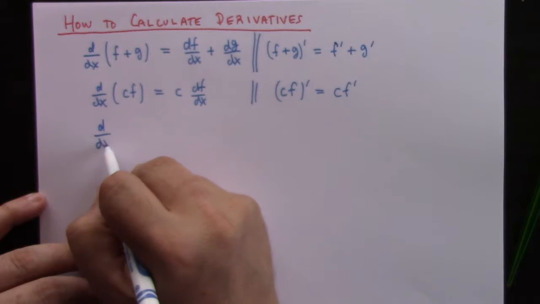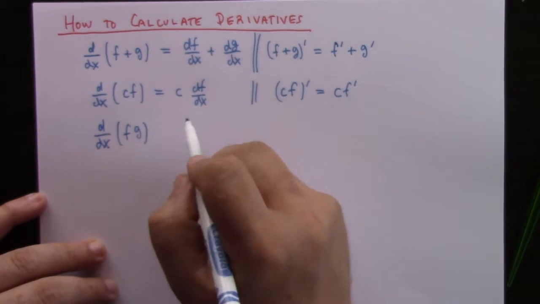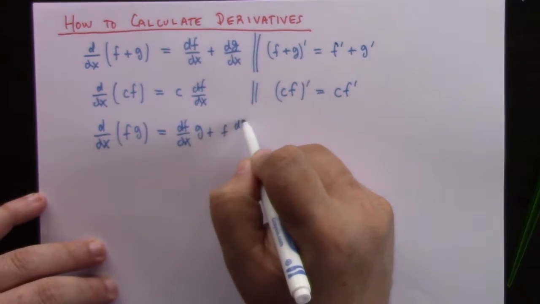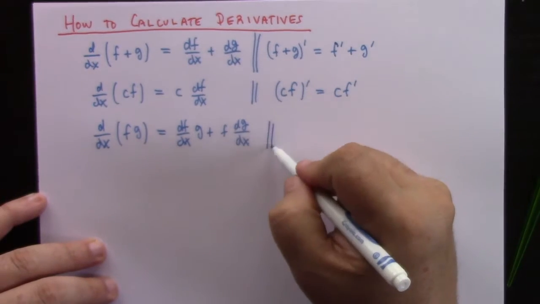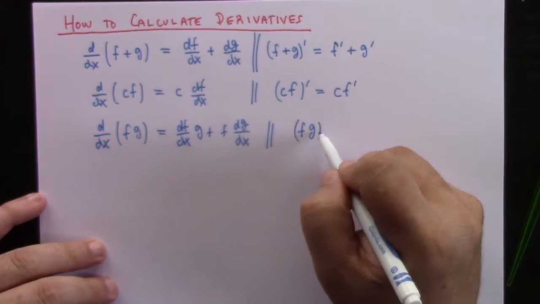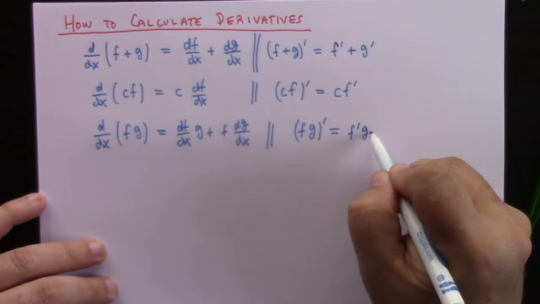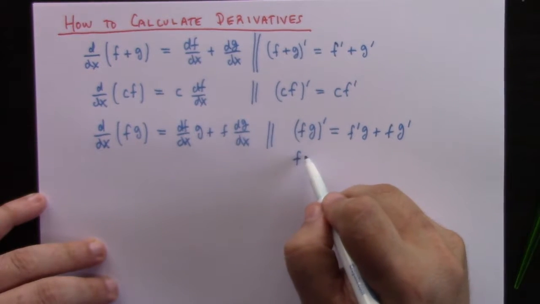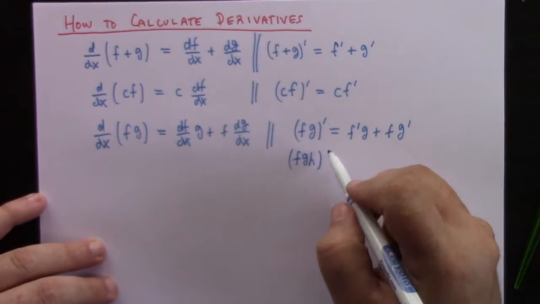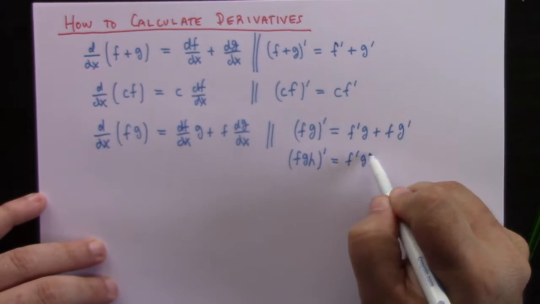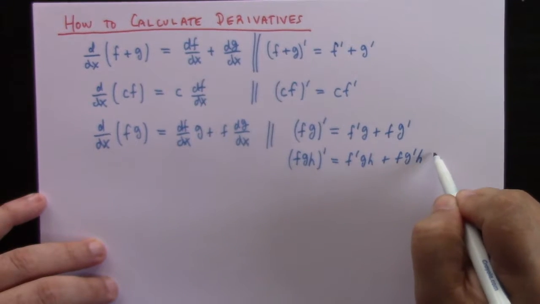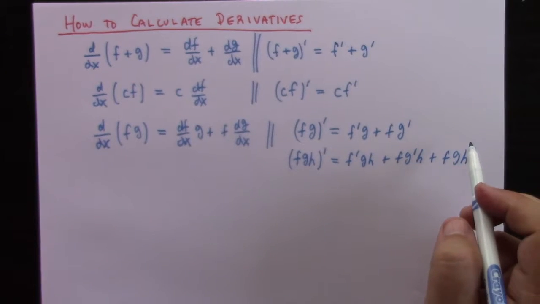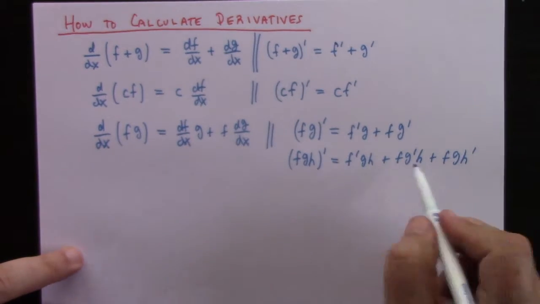Product rule, right? ddx of a product is df dx times g plus f times dg dx. All right, in prime notation, f times g prime is equal to f prime g plus f g prime. There's also a triple product rule, which I'll only write in the prime notation. fgh prime is f prime gh plus fg prime h plus fgh prime. And I think you see where this is going. I mean, you can keep doing that.